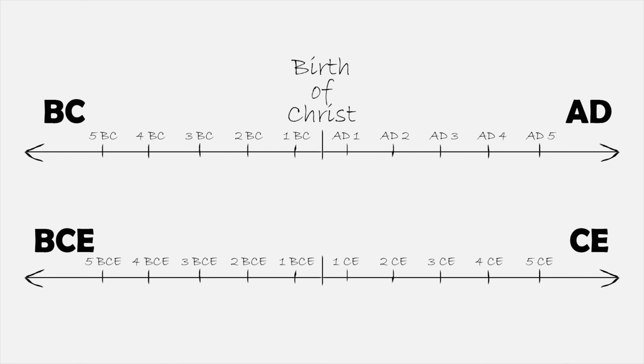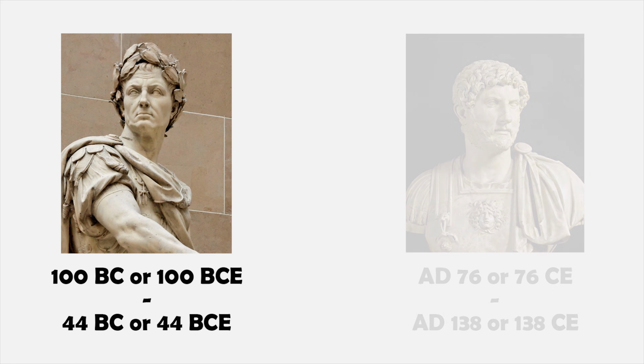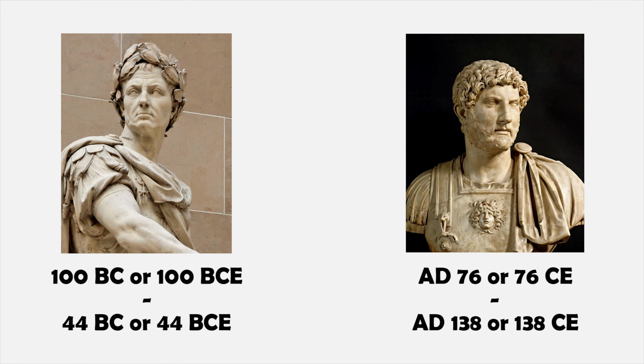The only difference is that the new abbreviations are both placed after the number of the year. For example, we can say that Julius Caesar was born in 100 BC or 100 BCE and died in 44 BC or 44 BCE. Hadrian was born in AD 76 or 76 CE and died in AD 138 or 138 CE.